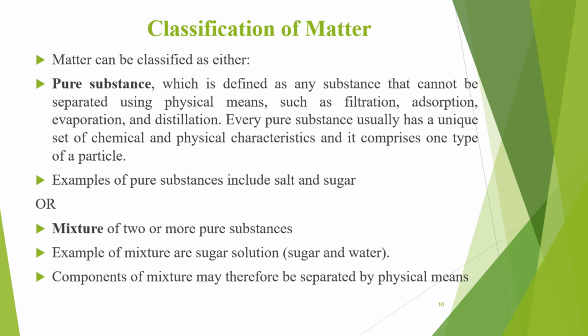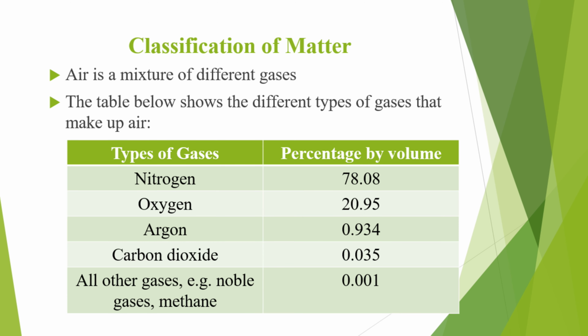A mixture consists of 2 or more pure substances. An example of a mixture is sugar solution, which is made up of sugar and water. Components of a mixture may therefore be separated by physical means. Another example of a mixture is air, which is made up of different gases. The table below shows the different types of gases that make up air. For instance, air is made up of nitrogen, oxygen, argon, carbon dioxide, and other gases such as noble gases and methane, and the majority of the gases in the air is nitrogen, which makes up around 78% by volume.